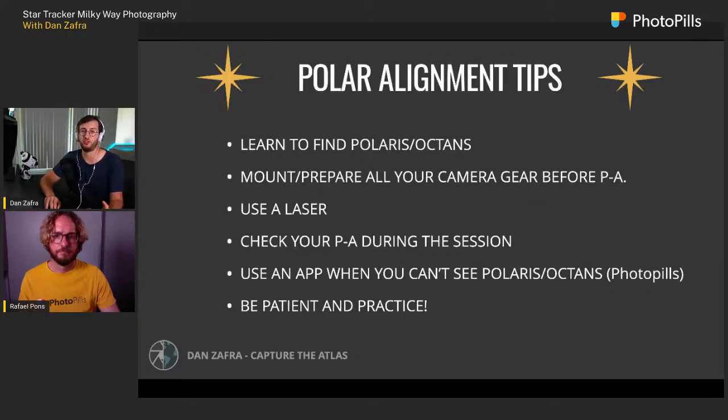Your shutter speed is going to be lower. The focal length, I would recommend using a wide angle. And for this, as you can see here, you can use PhotoPills, and PhotoPills is great for this. You can use, as Rafa said, the augmented reality mode. You can place your smartphone perpendicular to the tracker and just do a rough polar alignment to see where is the north and where is the south.